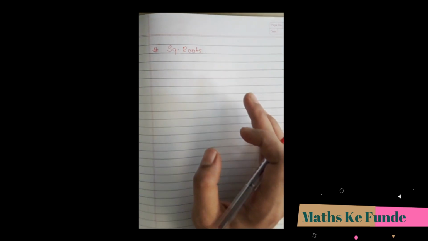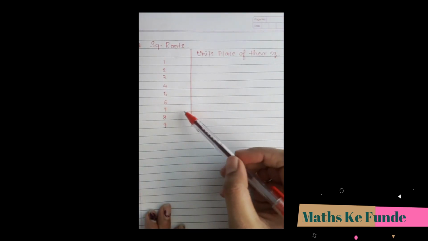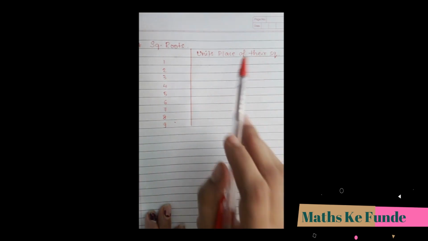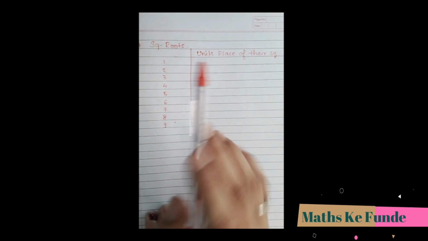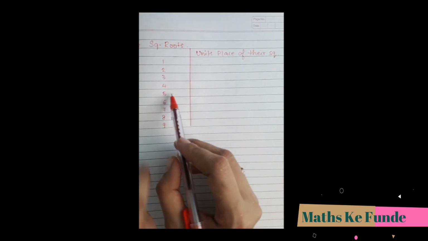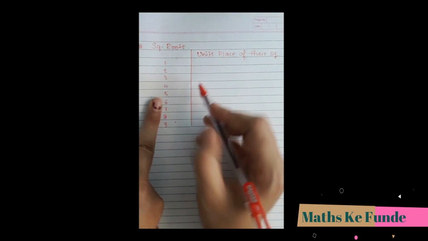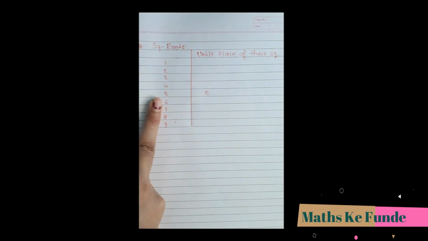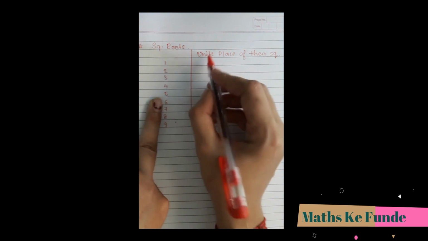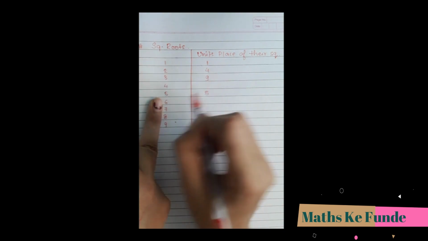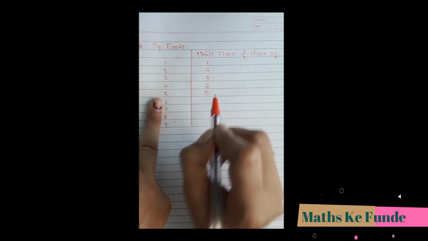So let's get started. I've written down numbers from 1 to 9. Now let's mention the units place of their squares. What do I mean by this? If we go with 5, what is the square of 5? 25. So I'll be writing down 5. So for 1 it will be 1, for 2, 2 square is 4, 3 square is 9, 4 square is 16, so I'll just write 6.